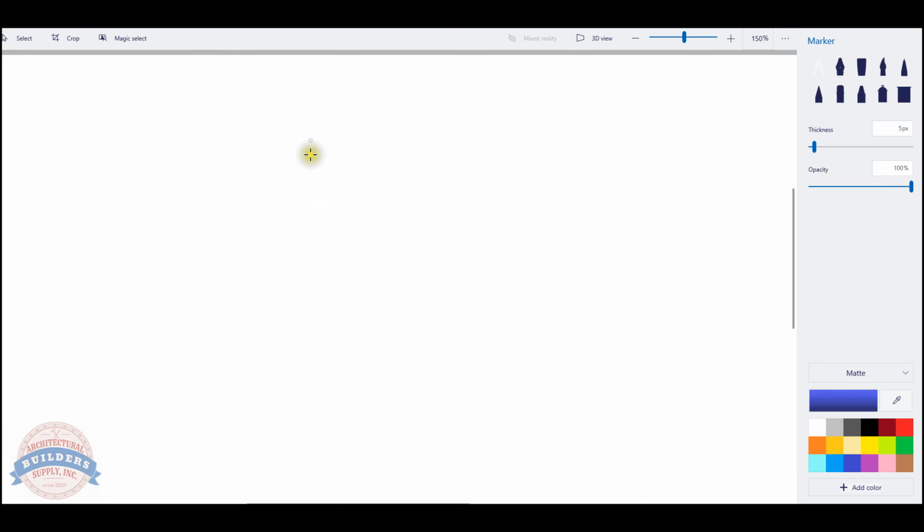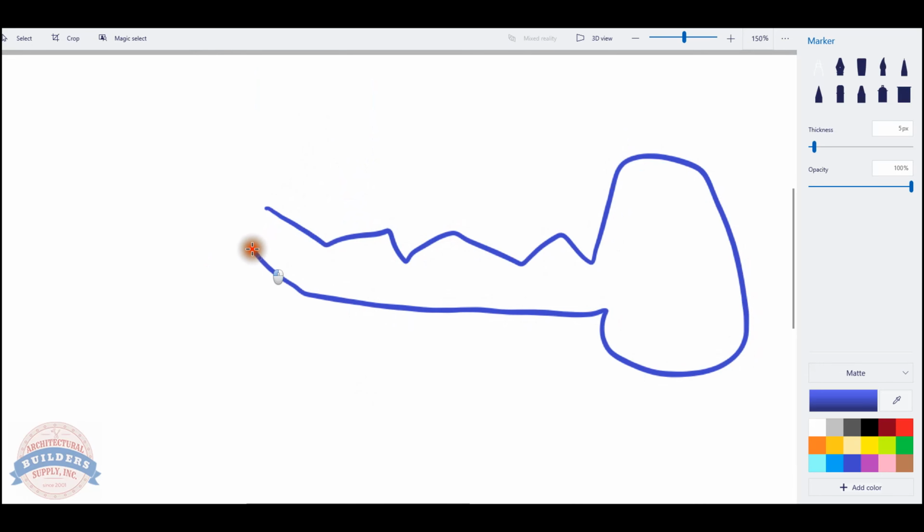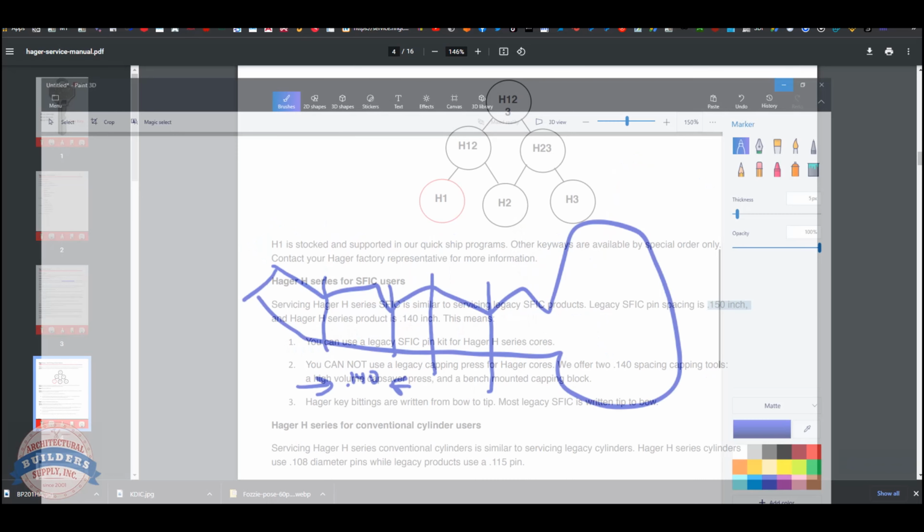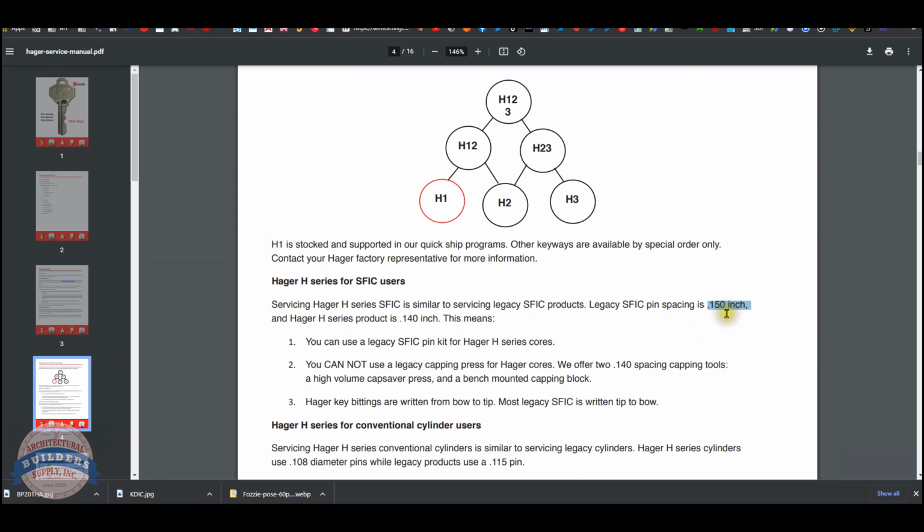you have a really awful drawing of a key. The center of that cut to the center of that cut to the center of that cut to the center of that cut, etc. The center to center on Hager is 0.140, where Best is 150. So you can't use a standard key punch because the carriage is not moving center to center the correct distance.